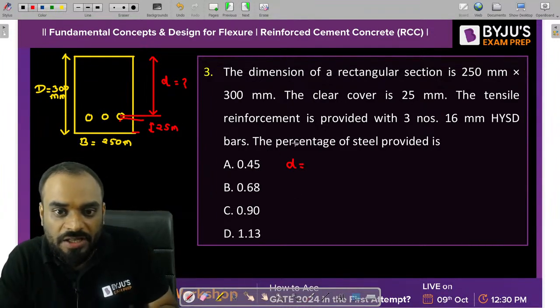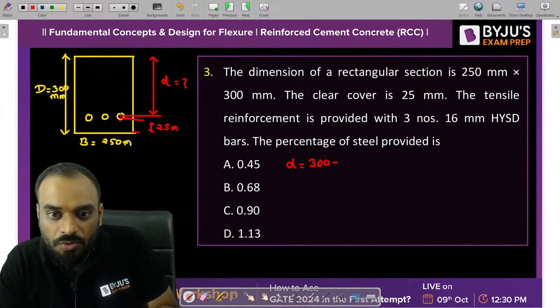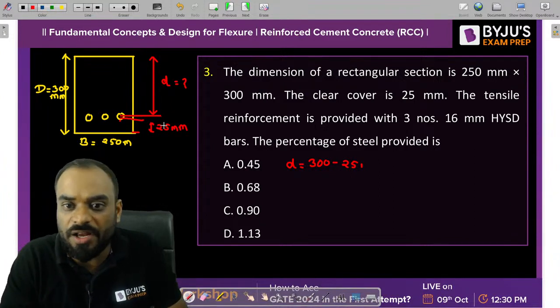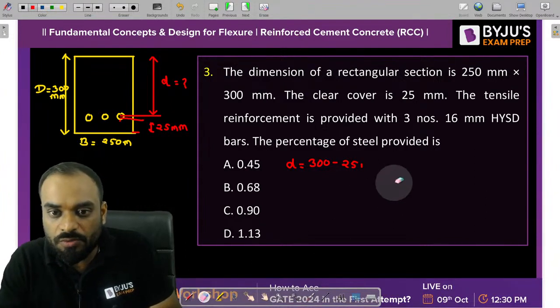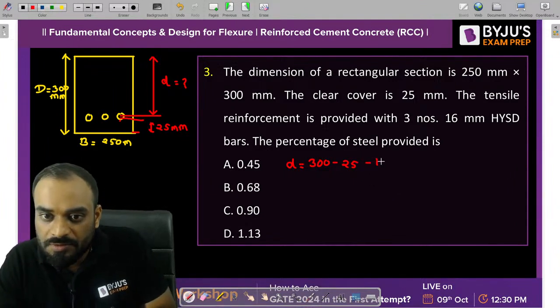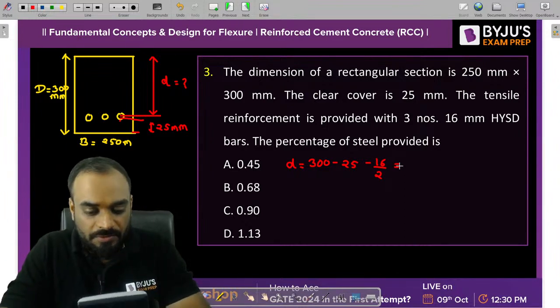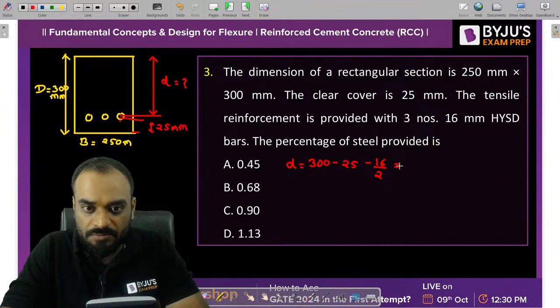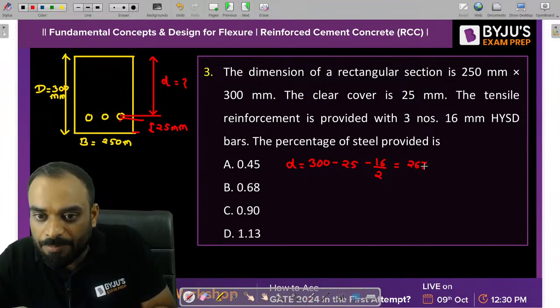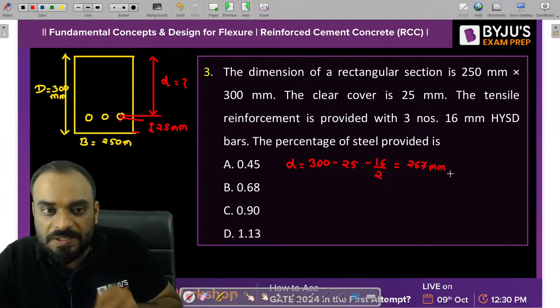d is equal to, can I say that, guys, it is 300 minus clear cover, which is 25 mm. Then we need to subtract the half of the dia of main reinforcement, which is equal to how much? It is equal to 16 by 2. Correct? 16 by 2. Let's calculate the value of small d first. Small d is coming around 267 mm. This value is 267 mm.